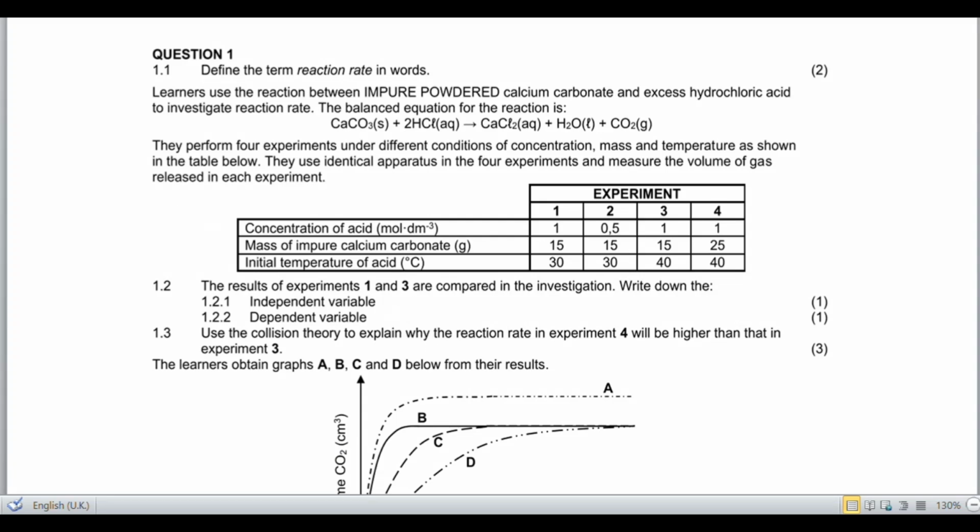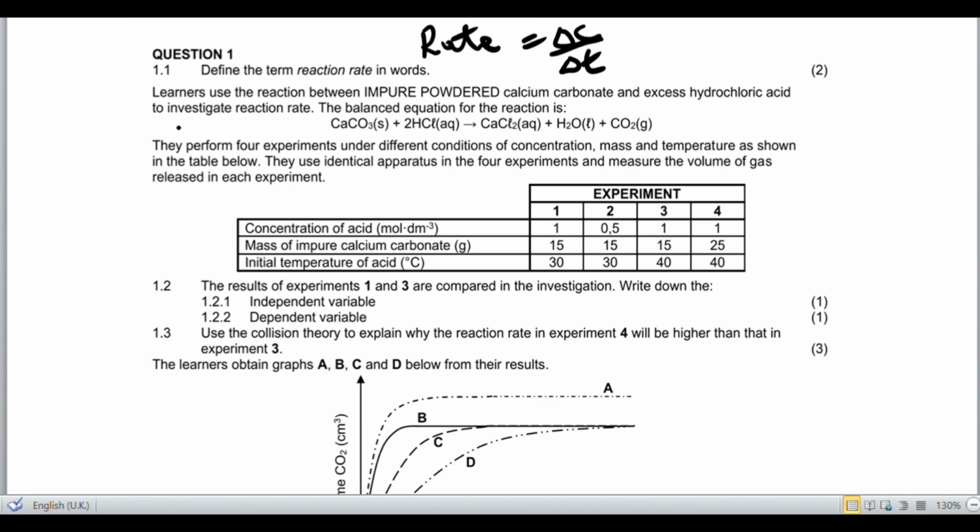Alright, let's define the term reaction rate, okay? The reaction rate is defined as the change in concentration of reactants or products per unit time, okay? So if you write it, rate is the change in concentration of products or reactants per unit time. So that is the rate.